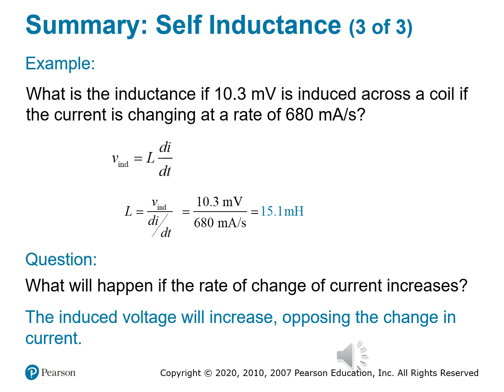Now, here's the follow-up question. What happens if the rate of change of current increases? Well, that's simple. The induced voltage will increase, and it will also do so in an opposing direction, opposing the change in current. And that's the classic Lenz's law in action. Inductors fight back harder the faster you try to change the current.